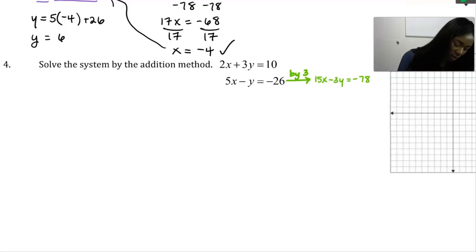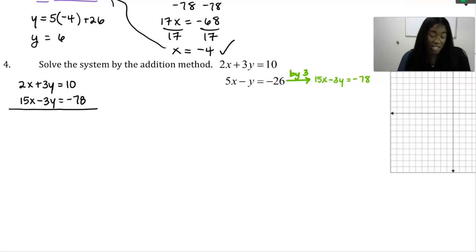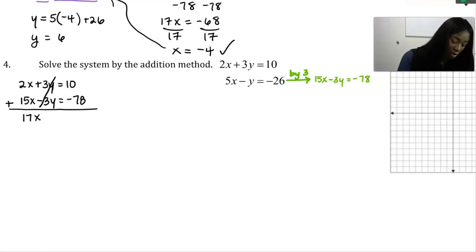Now I'm just going to rewrite these equations, stacking them on top of each other. 2x plus 3y equals 10. That's the first equation. The second manipulated equation is 15x minus 3y is equal to negative 78. Now we're going to use the addition method to add these two equations together. Adding 2x plus 15x is 17x. 3y plus negative 3y is 0. It's completely gone. It's eliminated. That's why it's sometimes called the elimination method. And then 10 plus a negative 78 is a negative 68.